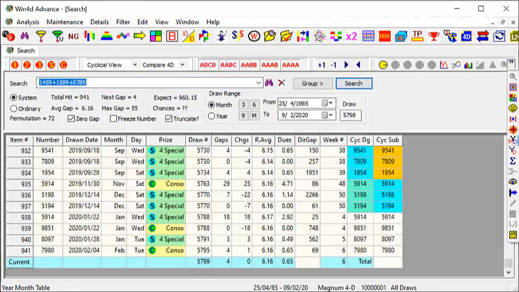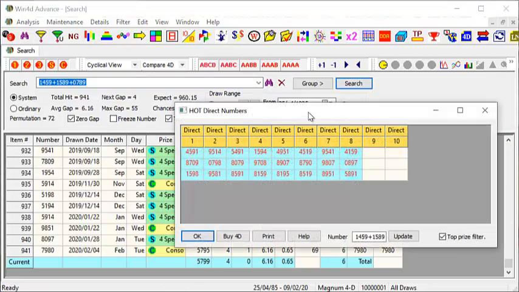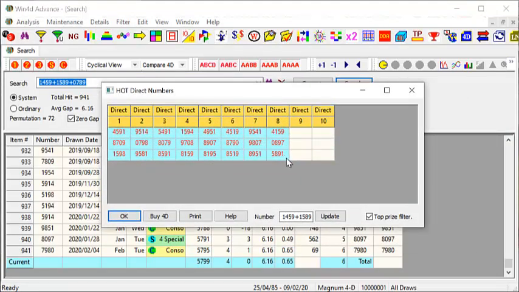All the hot direct numbers straight to you. I will encourage you to take a look at 1589, which I think is a very good set of numbers to take a look at. Alright, I'm going to share this in Mandarin.